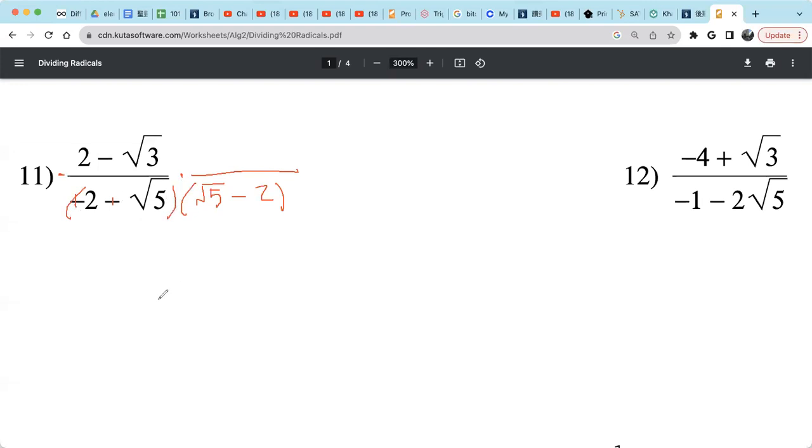Then right away, the denominator gives us square root of 5 squared, which is 5, minus 2 squared, which is minus 4. Oh, the denominator is just 1. We don't really need the denominator, right? So this equals just the numerator. We have to multiply the numerator with square root of 5 minus 2 as well.